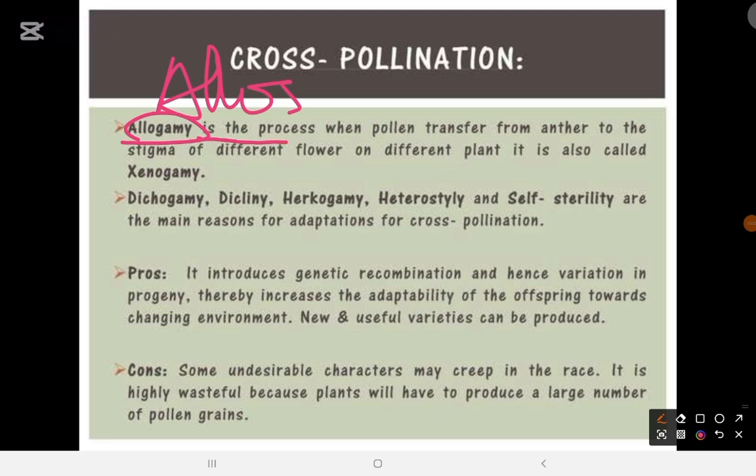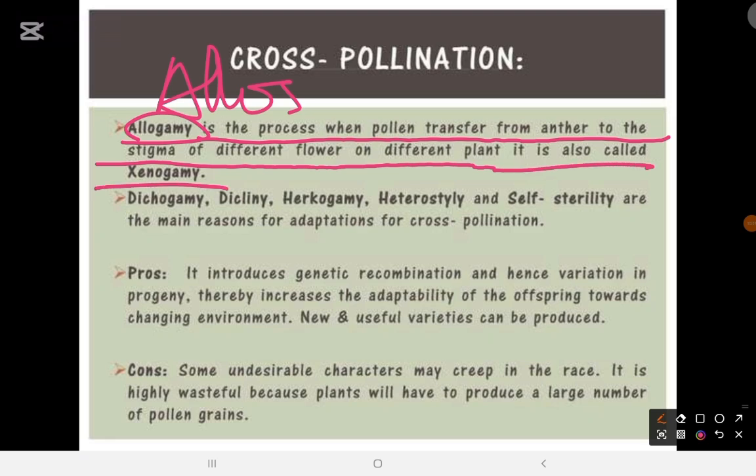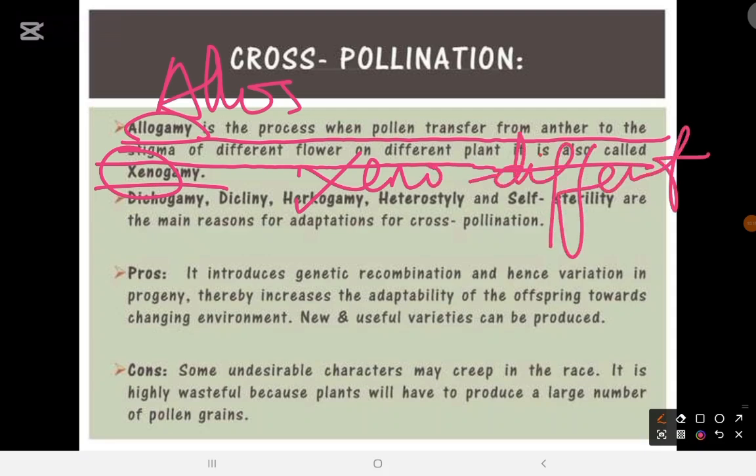So, it is the process in which pollen is transferred from the anther to the stigma of a different flower on different plants. It's also called xenogamy. That's another name for it. In fact, xeno means different. So what that means is a different plant, but of the same species. You must remember that it should be of the same species.